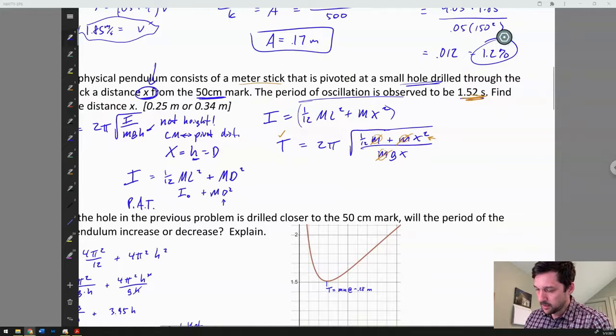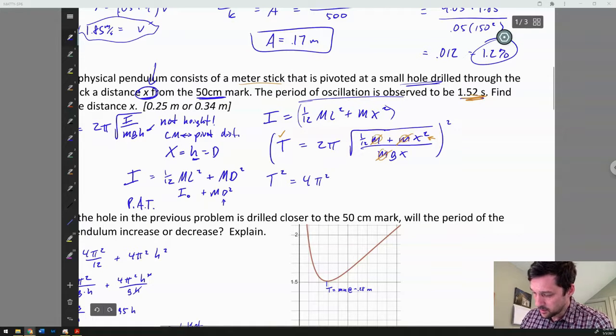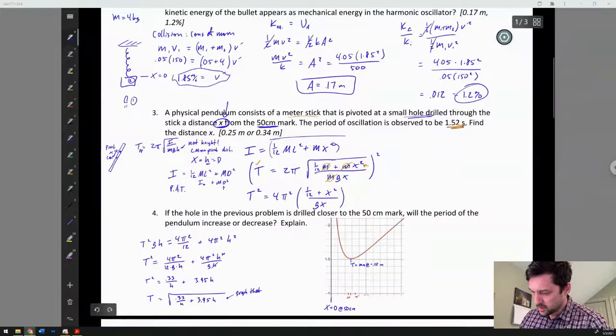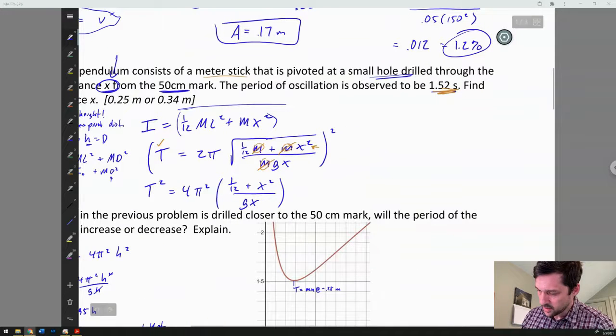I think first thing I'm going to do is get rid of that square root. So I'm just going to square the entire thing. So I've got period squared equals 4 pi squared times this big fraction, 1/12 plus x squared over gx. So essentially we've got to evaluate this expression.